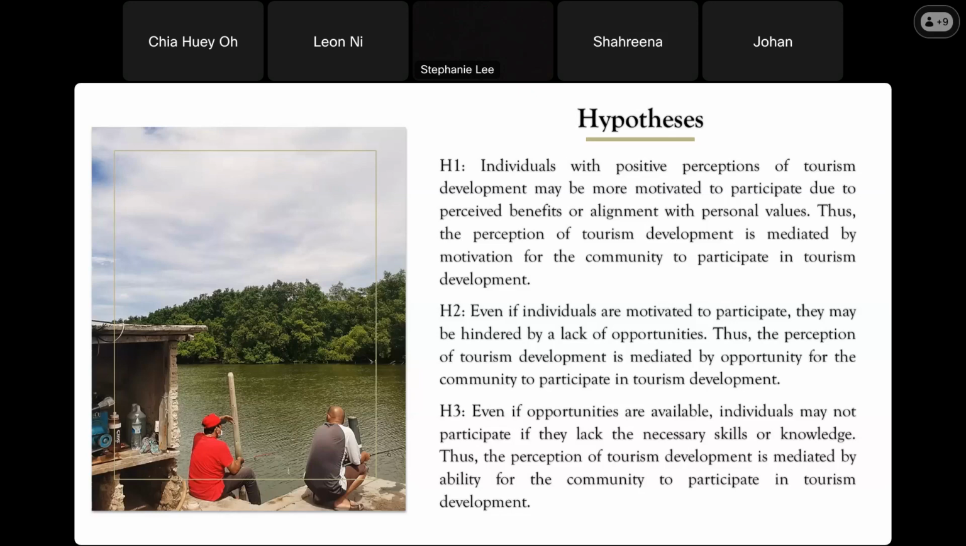For the third hypothesis, even if opportunities are available, individuals may not participate if they lack the necessary skills or knowledge. On the other hand, those who have high ability levels might be more inclined to participate regardless of motivation or opportunities. Thus, the perception of tourism development is mediated by ability for the community to participate in tourism development.